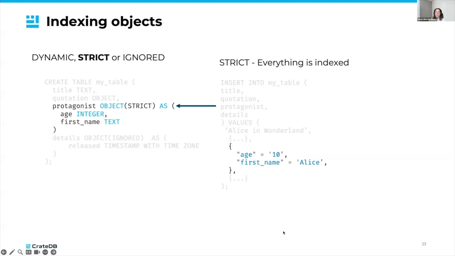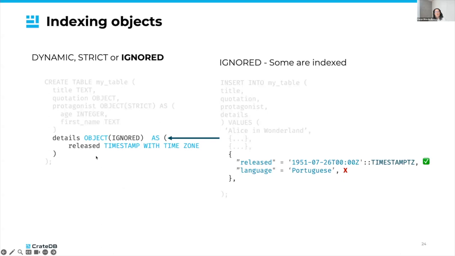Now, ignored, that's quite interesting. The columns that were defined already on the column list for that object are indexed. But whatever new columns that you add, they will not get indexed. Okay, so that's the difference I mentioned for you. I mentioned here already that dynamic and ignored have a couple of differences. The first was referring to the new columns, whether they get inserted to the column list or not. But also they have differences when it comes to indexing.